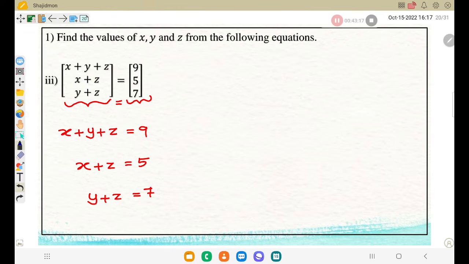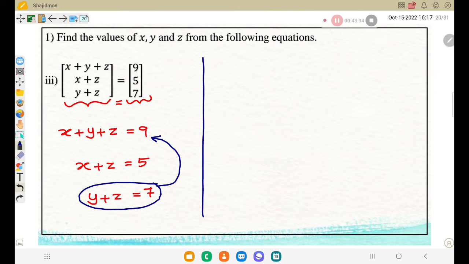Now we need to simplify one by one. Y plus z equal to 7. Now we will calculate one by one. For example, y plus z, what is the value? 7, correct? Apply here in the first. That means x plus, instead of this y plus z, what do we apply? 7. The y plus z value is 7 and it equals 9, so x plus 7 equal to 9.